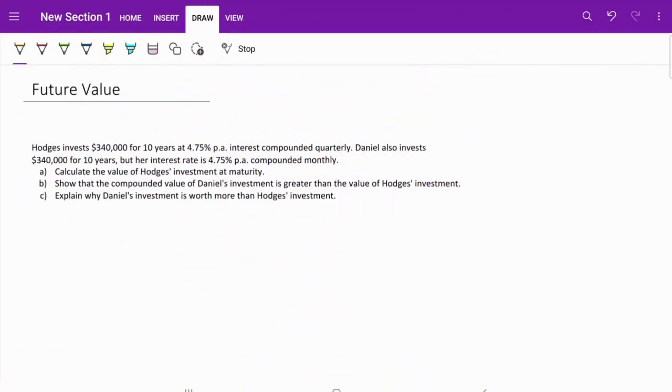Today we'll just be running through some questions about investments and loans, a topic you'll find in the Year 12 Standard 2 course. So let's dive in. Our first question is about future value.